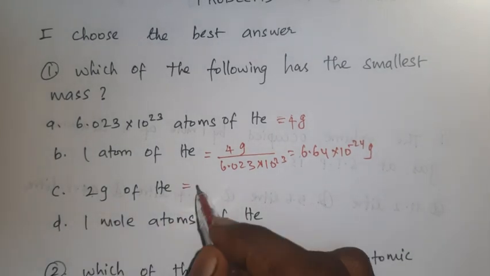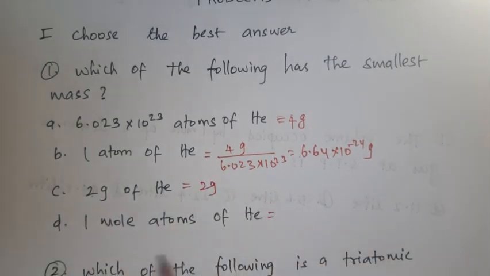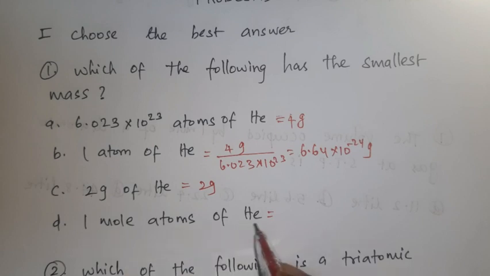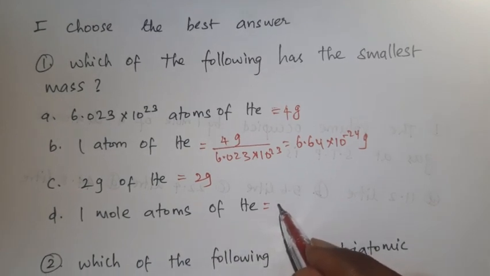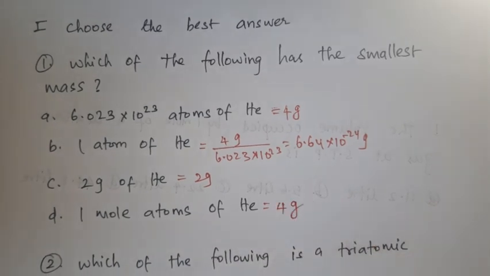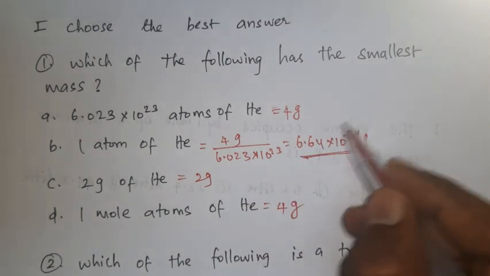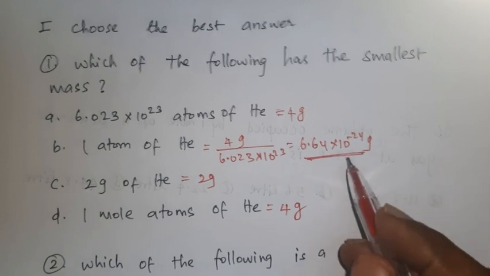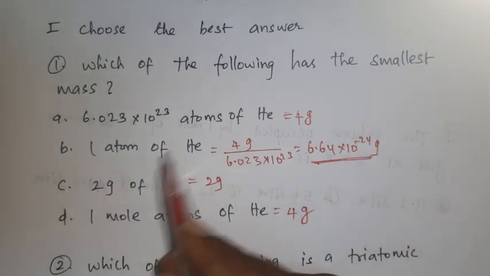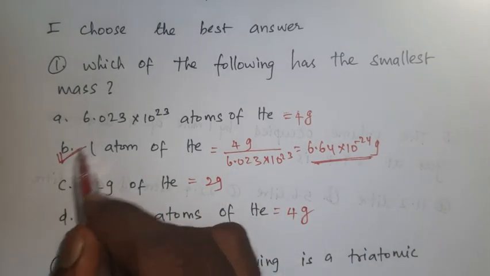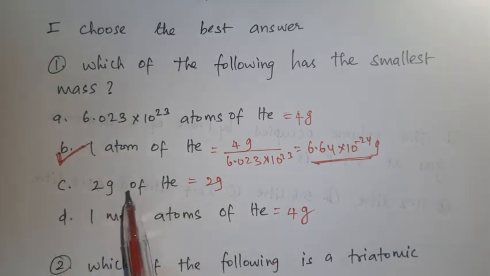Next, 2 gram of helium is 2 gram. Next, 1 mole atoms of helium is 4 gram. Comparing these 4, this is the smallest one because 10 power minus 24 is a very small value. So the smallest mass is 1 atom of helium. Option B is the right answer.